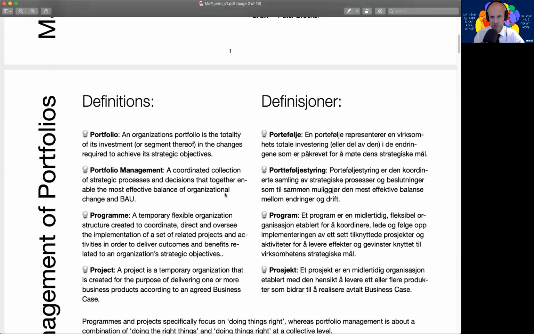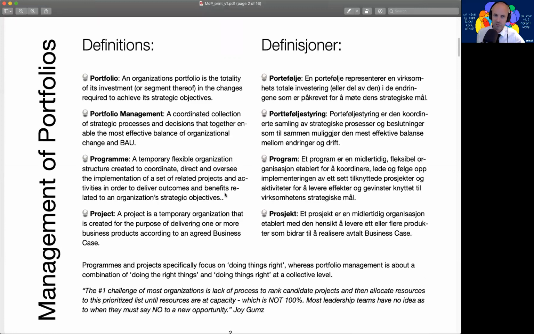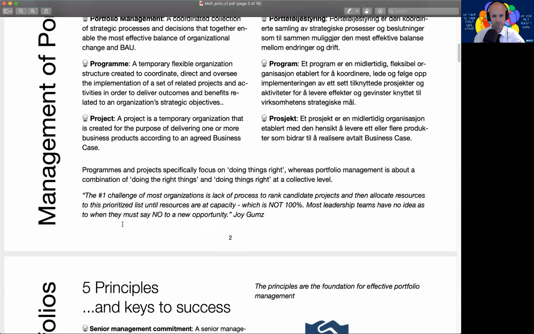So there are some definitions that you can look through, definitions of what a portfolio is and what portfolio management is, and you need to know these definitions for the exam that you will be taking after one day on the MoP course. There may be slightly different definitions than you've seen in other methods or books, so you just need to recognize these in a multiple choice exam. The same definitions are given in Norwegian on the right. Your exam will be in English, so these are on the left-hand side here.